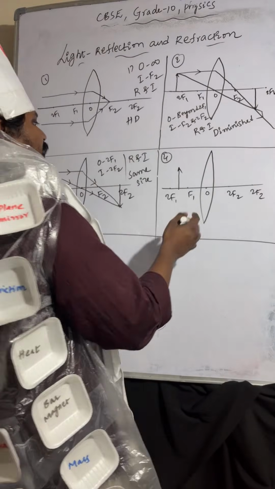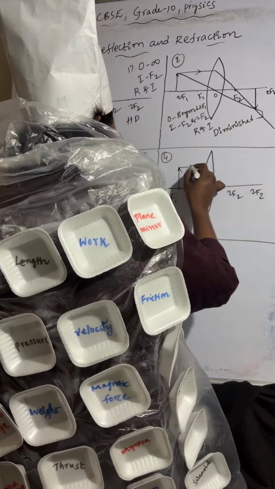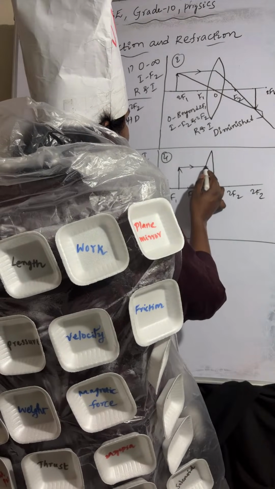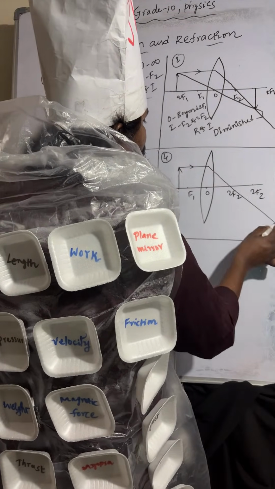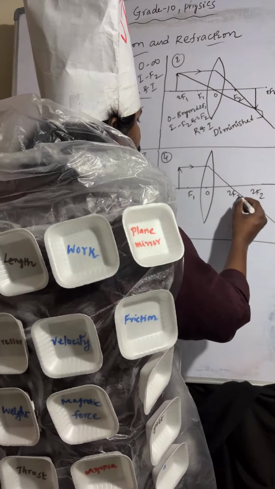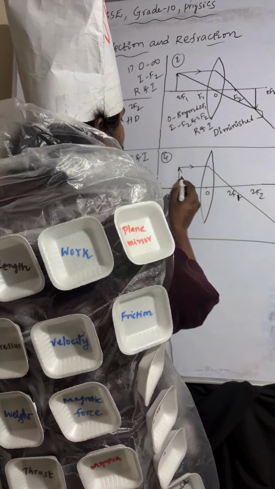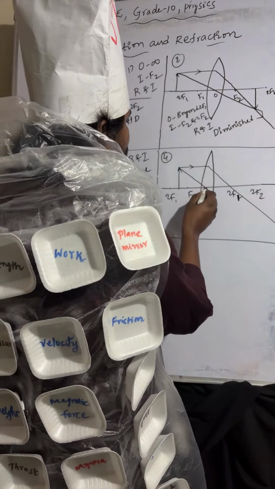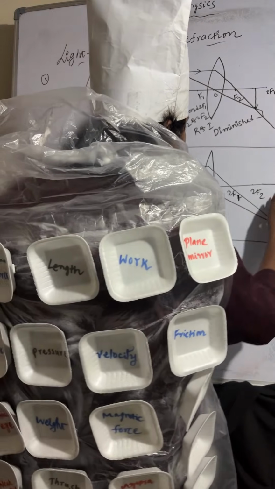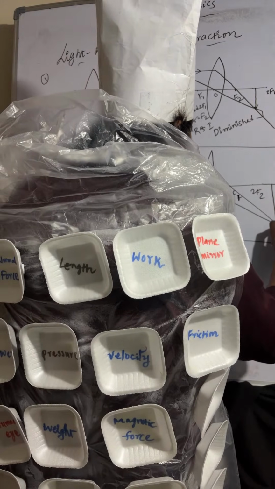I'm taking the object placed between 2F1 and F1. One light ray I'm taking like this, after that it passes through 2F. This is 2F1 and 2F2. Another light ray is passing through the optic center. So the image will form here.